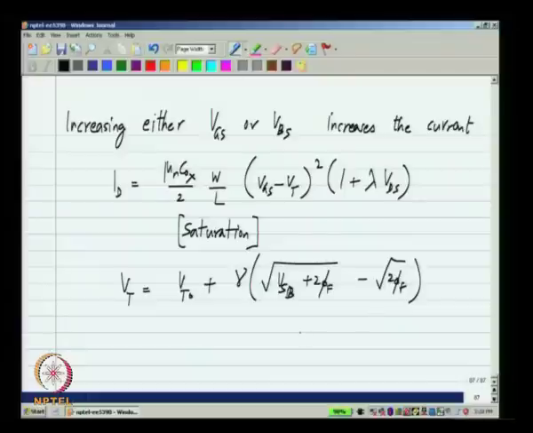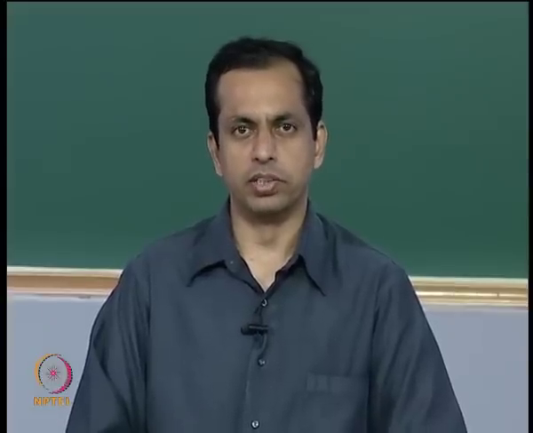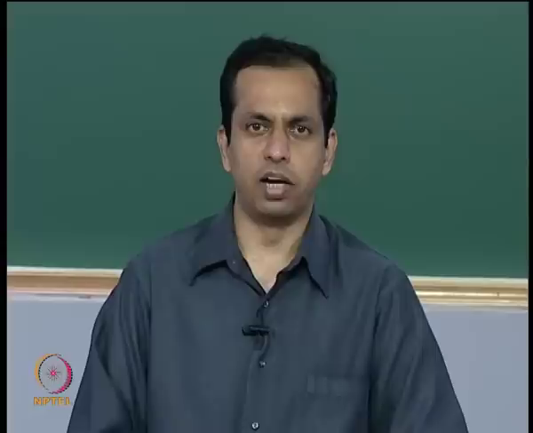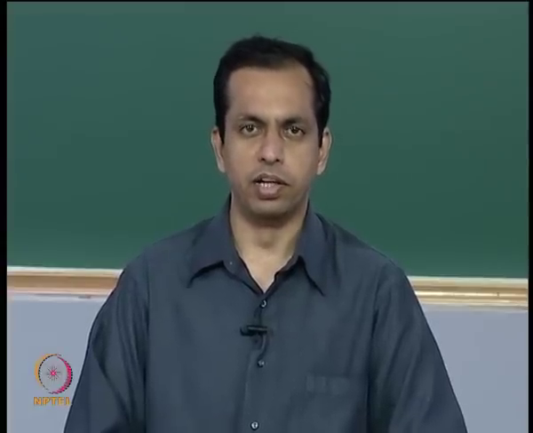Okay. Now, this equation is written in terms of VSB, but you see very easily that if VSB increases, the threshold voltage increases, okay, and if the threshold voltage increases, the current reduces. So, finally, the conclusion is that if VSB increases, the current will reduce, which is the same as saying if VBS increases, the current will increase.